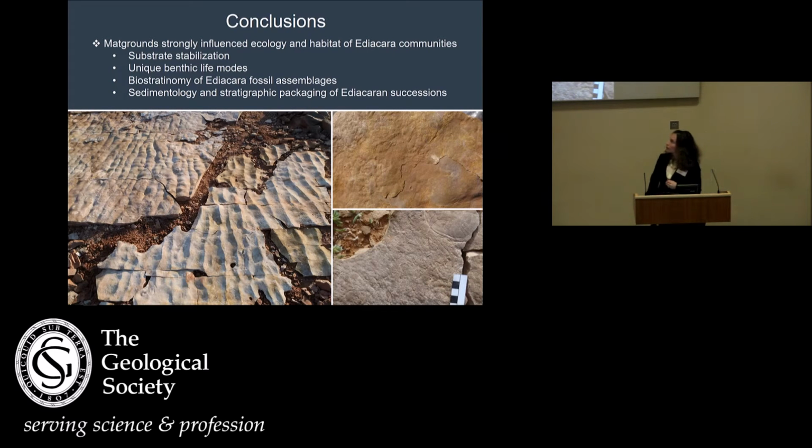So in conclusion, the sedimentary and paleontological features of the Ediacara member appear to record a strong role for matgrounds in mediating the ecology as well as the habitat of Ediacara organisms. Matgrounds stabilized the substrate, which likely promoted the colonization by these organisms in even high-energy seafloor settings, as well as promoting the development of unique benthic life modes on the part of the macroorganisms.